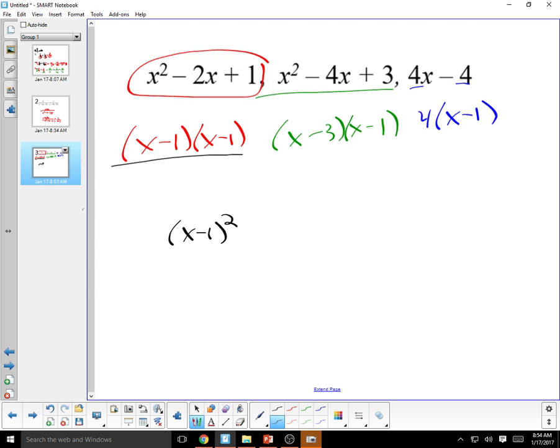Let's see here. This has x minus 3. Any one of them have more than that? No, so I need an x minus 3. And I also need a 4 for that one, don't I? Is there anything else that I missed? There it is. LCD.